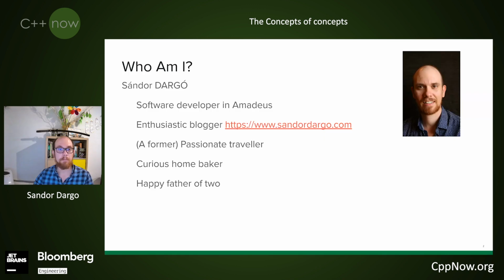But before going into the details, let me introduce myself. My name is Sandor Dargo, and I'm a software developer for Amadeus. So I'm working in the travel and hospitality industry. If you've ever booked a flight, most probably, well, there's a fair chance that you went through our services. In my free time, I write a lot, mostly on my blog about C++, about books I read, or about how we can apply Stoic philosophy to our craft. I used to be a passionate traveler. Well, there's not so many options these days. We hope it's going to get better, and I'm experimenting with sourdough baking with my 2 little very active kids, but that's more than enough about me.